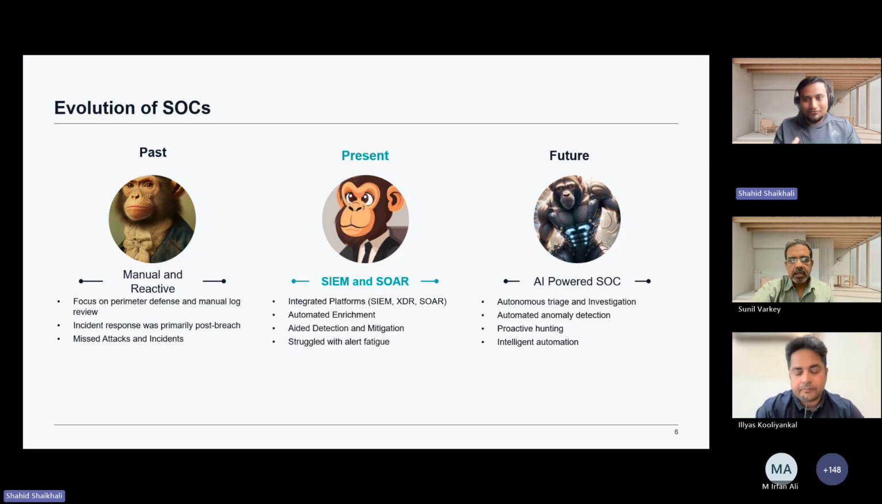And for future SOCs with AI, we would probably have robo-chimps. Now, these robo-chimps don't sleep. They don't complain. They hunt threats like cyber terminators do, and make life easy for all of us. So AI, in a way, isn't just helping us. It's probably going to do a lot of our work while we sip coffee in the near future. So yes, the evolution is real. Should we be scared? Let's find out next.